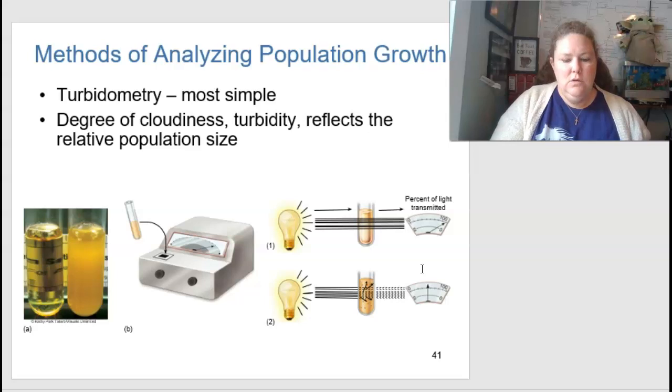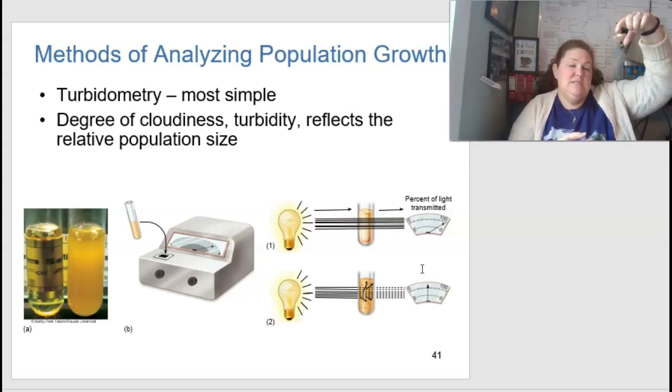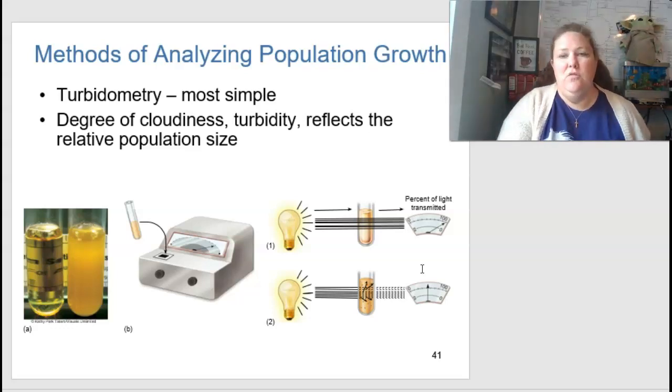So how do we analyze this population growth? Well, this is figure 7.19 in your book, and the most simple would be turbidity. We've done this in lab. When I've shown you liquid broth, one of the first things I did was look through it. If it's clear, that means there's no growth, whereas if it's turbid or cloudy, this means there is a form of growth. Turbidity is just a fancy word for the degree of cloudiness, which reflects the relative size of the population. You can do this scientifically too, using a spectrophotometer, so that we can actually look at how it's growing.